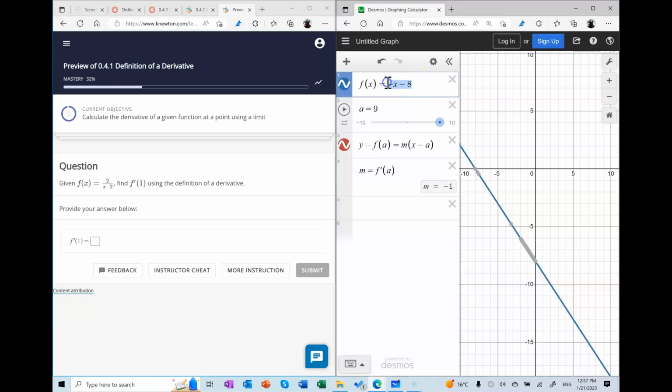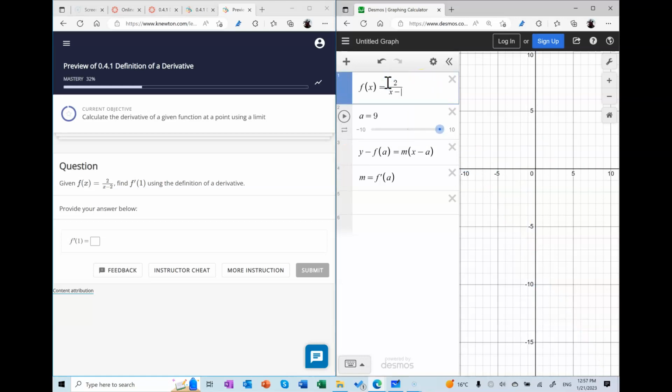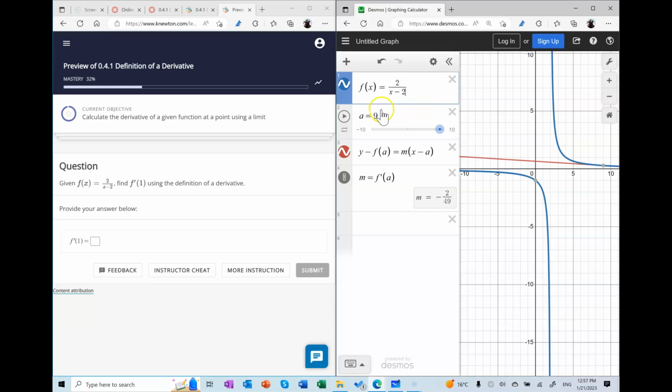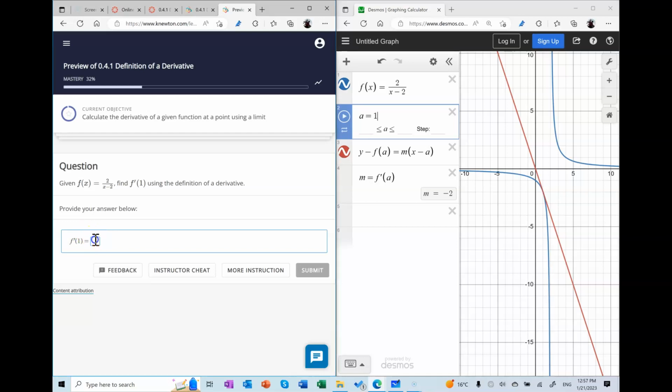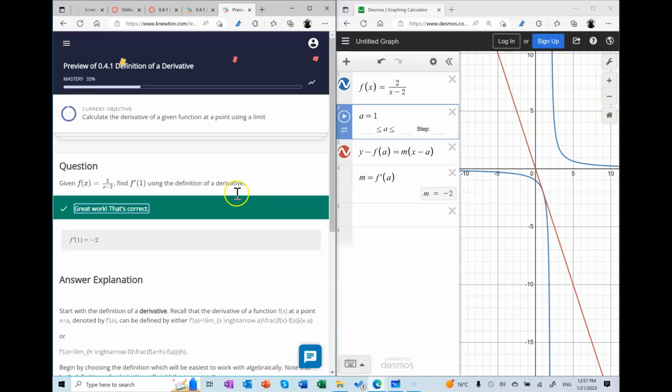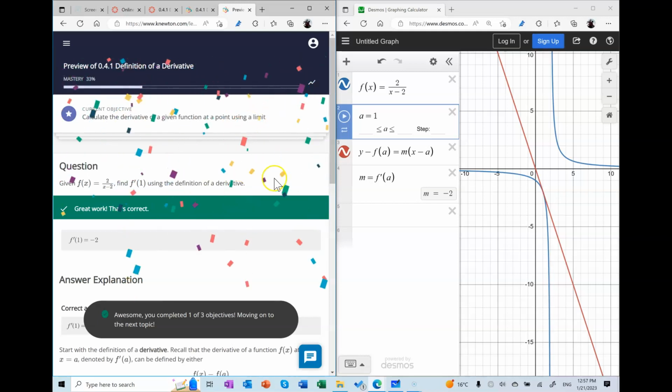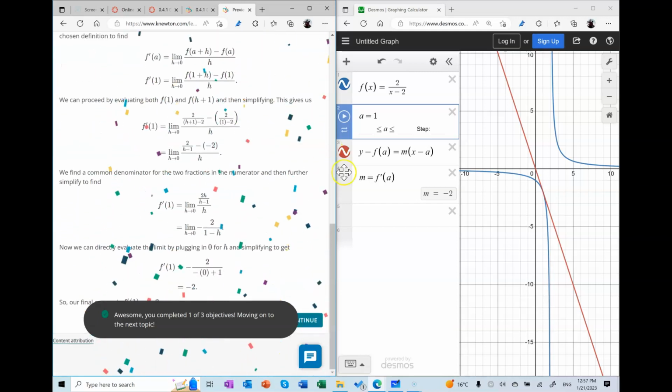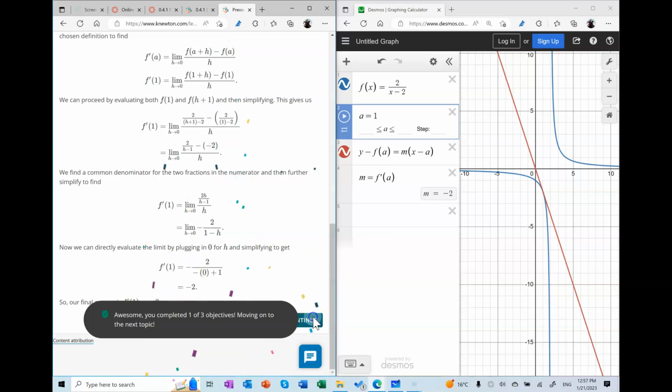I think it's just giving us a second chance on that question. The answer is what, -2/9? Oh no, last time it was at -1, this one is at 1, so the answer is -2. And we finished one objective, so let's continue to the next one.